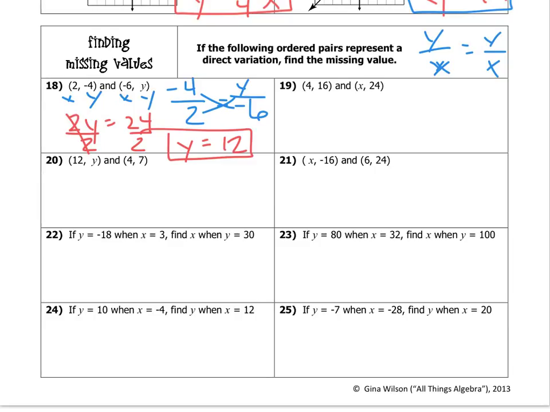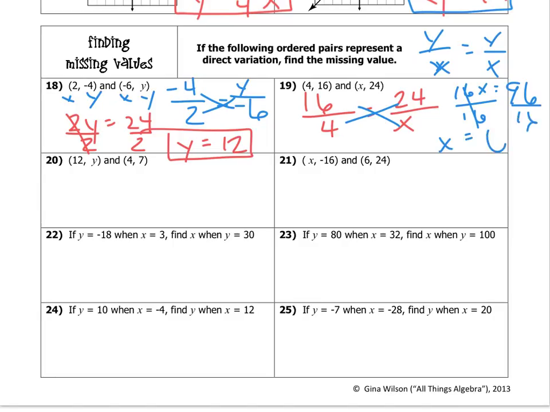All right. Let's go on and go to number 19. Do the same thing. We're going to do y over x. So it should be 16 over 4 equals 24 over x. And when I do that, I have 16x equals 96, because 24 times 4 is 96. Divide both sides by 16, and I get x equals 6.